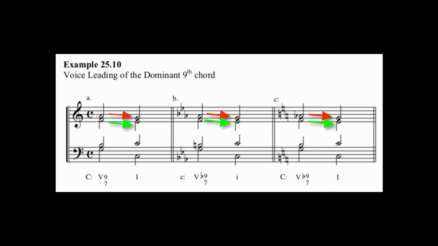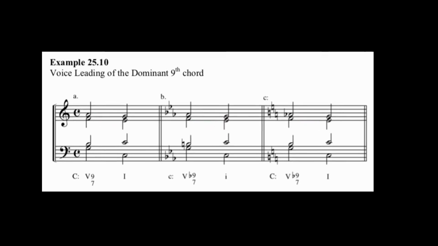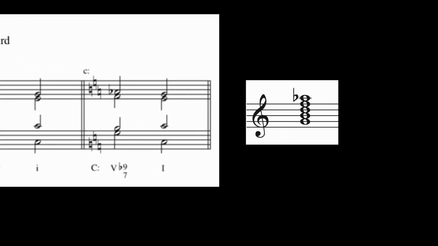In example 25.10c, a progression is given that illustrates the dominant ninth chord with a minor ninth, A flat, actually being used in a major key. As with many other instances of modal borrowing, this chord that derives its structure from the minor key can be used to interesting effect in a major key.